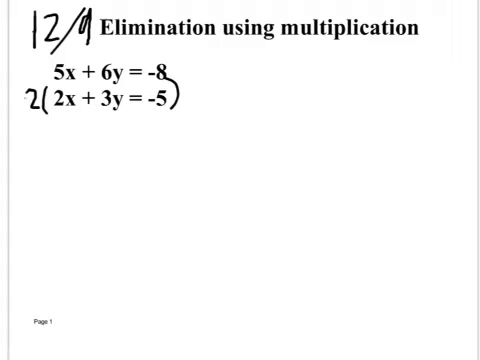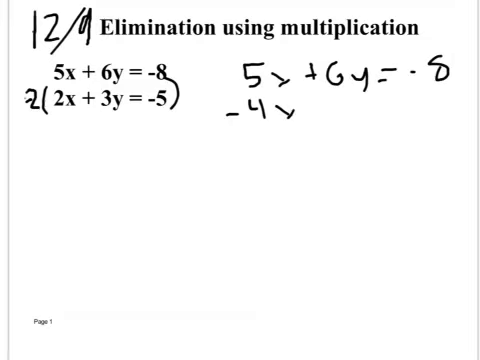Alright, so let's do that. So I have 5x plus 6y equals -8. I take this whole thing by -2. So -2 times 2, which is -4, 4x. -2 times 3 is -6y. And -2 times -5 is 10. Now can I add and subtract, eliminating something? Yes. Now what I could have done is times by 2 and then subtract these. Would I have gotten the same thing? Yes, I would have.